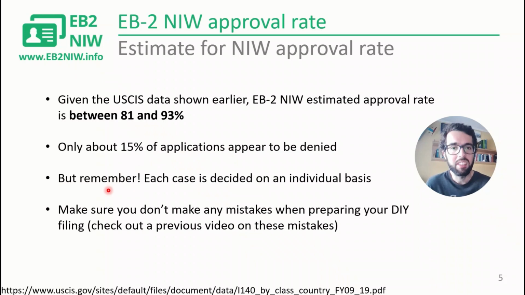But remember, each case is different, is decided on an individual basis. So the USCIS officer will not compare cases, will not go by averages, they will go by whatever you submit. So the stronger your case and your profile is, the higher the chances of success. Make sure you don't make any mistakes when preparing your do-it-yourself filing if you are not using lawyers. Check out a previous video I have on the common mistakes that people make, and I'll leave the video here so you can easily click on it. So avoid those mistakes, read more about this category, and get ready to submit a very solid case.